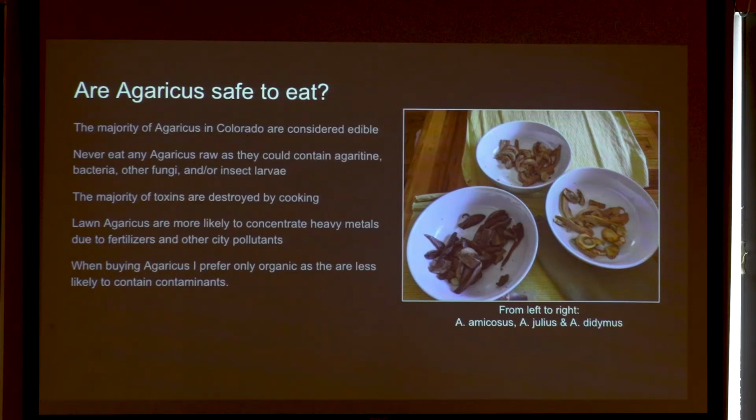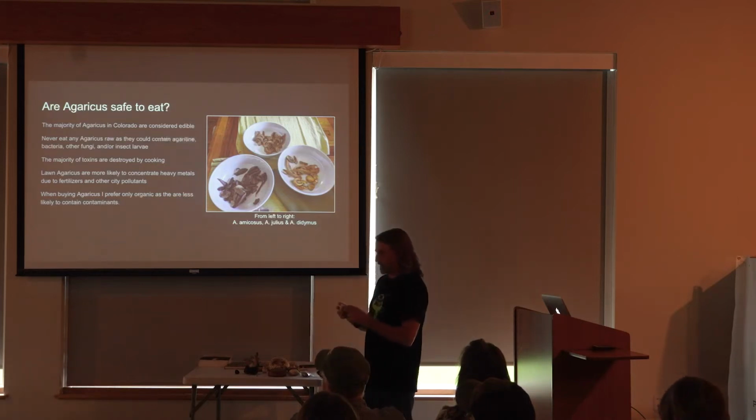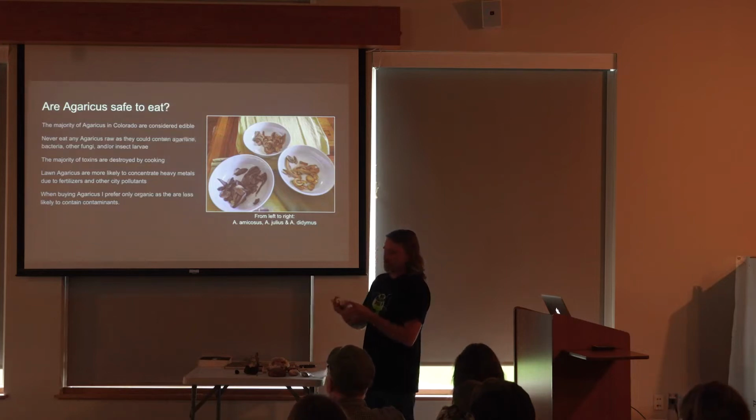So as I said, I don't think you should eat any Agaricus raw, and for the reasons I just said. The majority of toxins are destroyed by cooking. And then I think Agaricus on lawns in the city are more likely to concentrate heavy metals and have pollutants. So they're probably better to be avoided. And then when you buy organic Agaricus, you're going to get fewer contaminants because they're not trying to spray stuff on it to kill bugs from trying to eat them. But it'll stop the carotene in it, right? Yeah, they still have agaricine unless you cook it out. And bugs love Agaricus, like this one's got bug holes all in it.